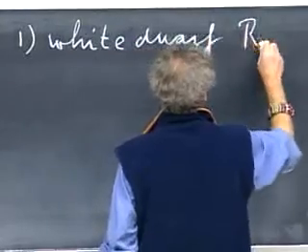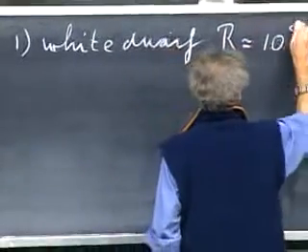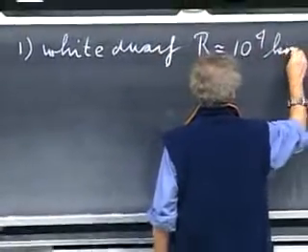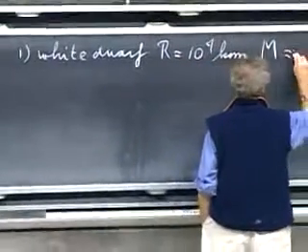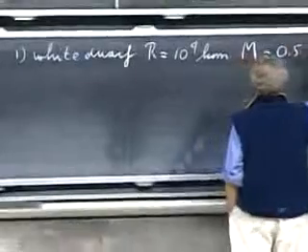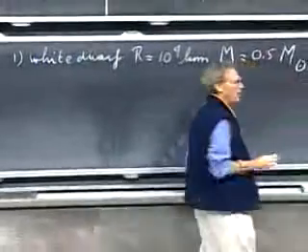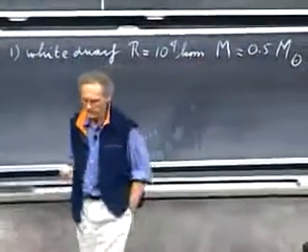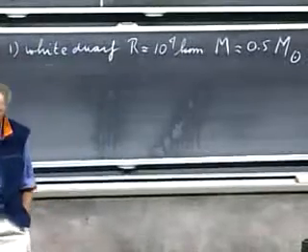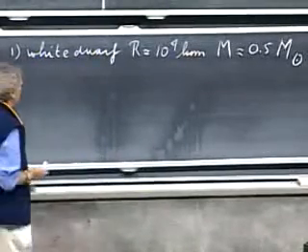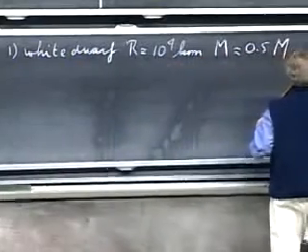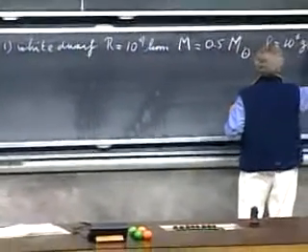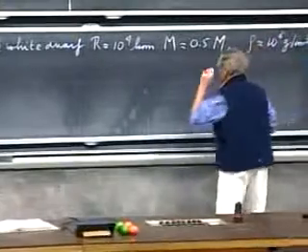It has a radius approximately the same as the Earth, some 10,000 kilometers. And the mass of a white dwarf, there's a whole range of them, but the typical number, say, is half the mass of the sun. So that's one possible end product. This will be the fate of our sun, by the way. The density of such an object is quite high, roughly 10 to the 6 grams per cubic centimeter.